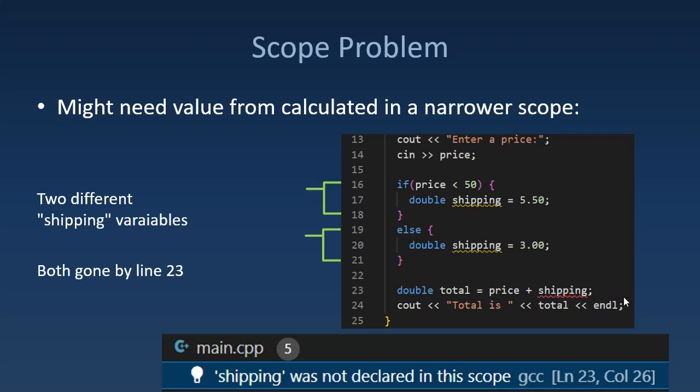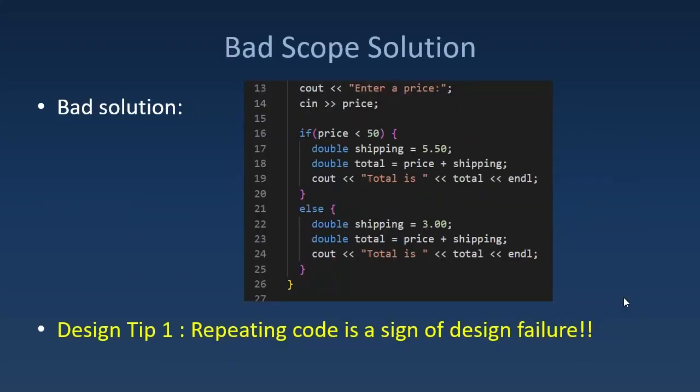Now, one way we might solve this problem and make the shipping value available is to do all the work in the if or else. So if the price is less than 50, set shipping, figure out the total, and print out the total. Now this works because shipping is talking about this variable that's in the same block. That makes sense. Price is talking about this variable that already exists from the outer block. That makes sense. Technically this works.